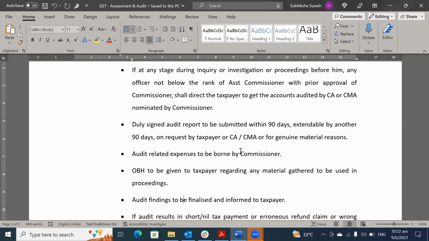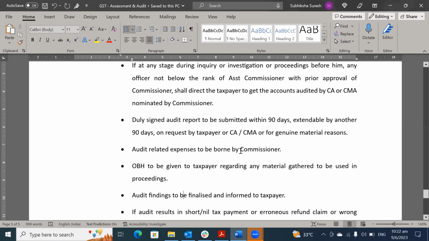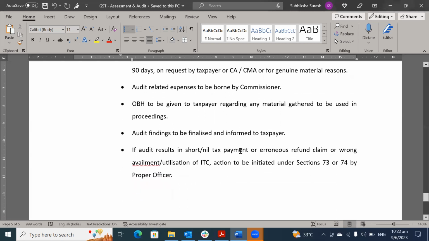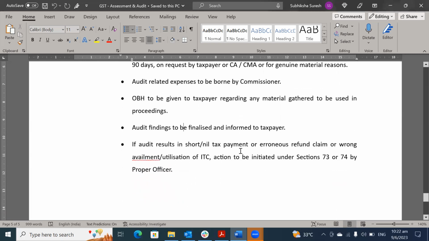Any audit findings finalized are informed by the chartered accountant to the proper officer. Then the proper officer shall intimate such findings to the taxpayer, informing him to pay the final tax liability. In this case, if the audit results in any shortfall of ITC or shortfall of any tax liability, he will be treated as a person who willfully acted to claim more ITC than he is eligible to claim.